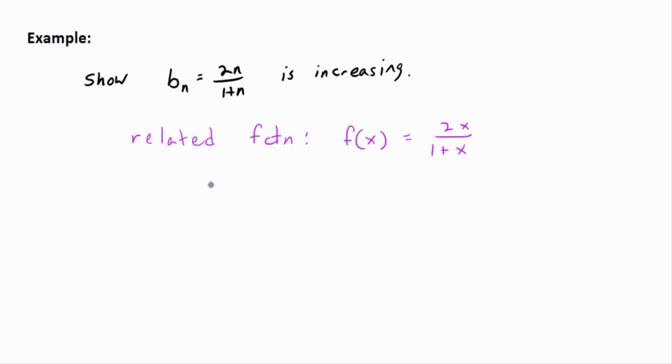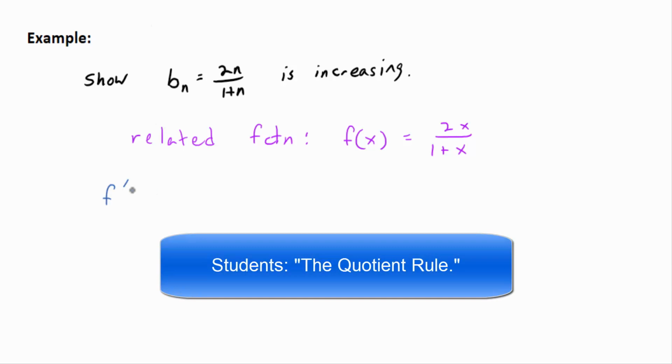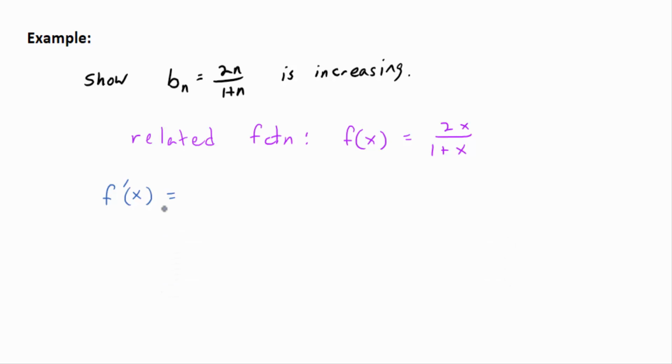So what rule do you have to use here to take the derivative? Okay, f'(x) is equal to low d high minus high d low over low squared, right? Okay, so what's the lower function? 1 plus x, low d high. What's the derivative of the higher function? 2x is the higher function, derivative is 2. Minus high, 2x, d low. What's the derivative of the lower function? Derivative of 1 plus x is 1. Does everybody see where that numerator comes from? Quotient rule, all over low squared, which is (1 plus x) squared. Does that look familiar to you?